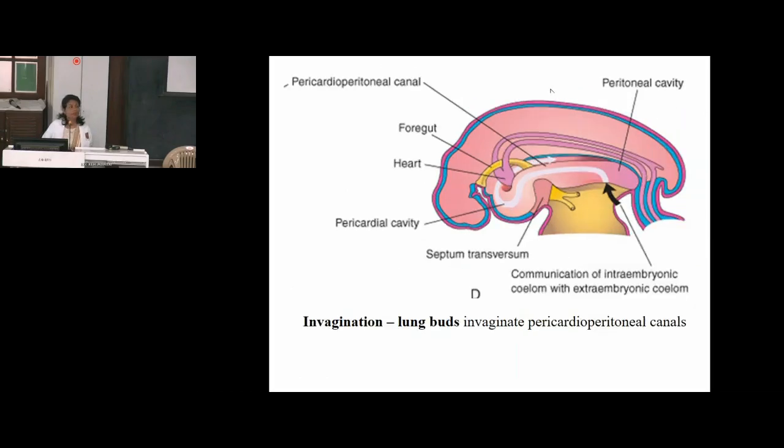There is something invaginating. What is invaginating? The lung bud. And the lung bud arises from the foregut. So the foregut is in the middle, a tube. On either side there are two pericardio-peritoneal canals. From the foregut, the two lung buds arise and go towards the right and left side. Okay? So these two lung buds invaginate into the pericardio-peritoneal canal from the medial to the lateral side.